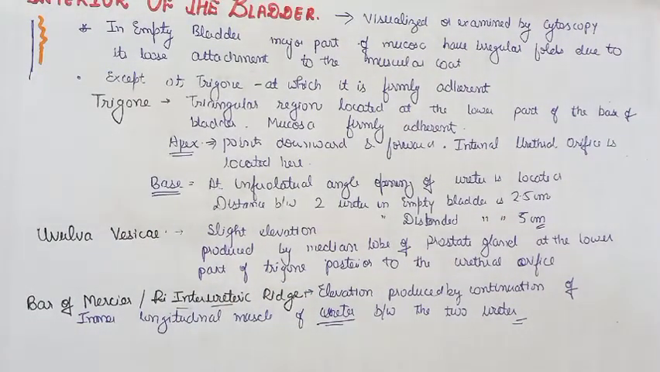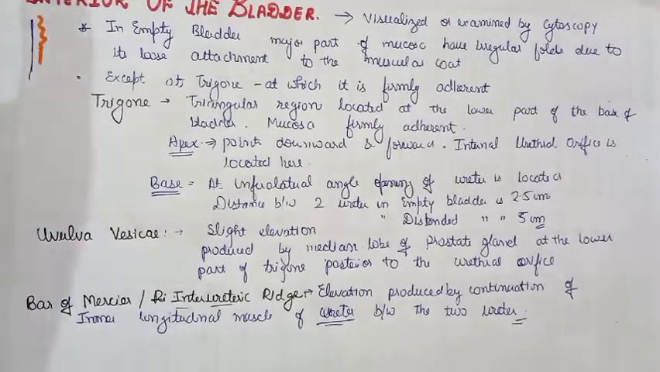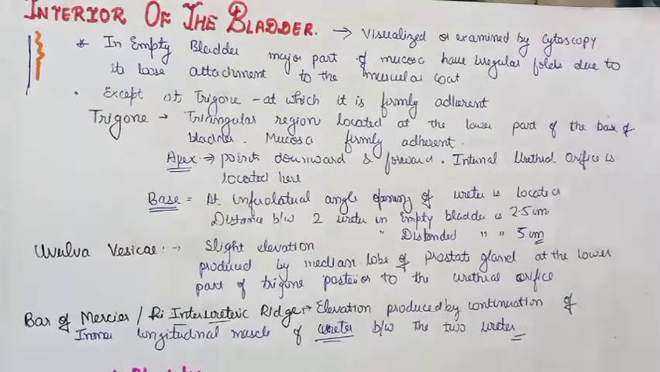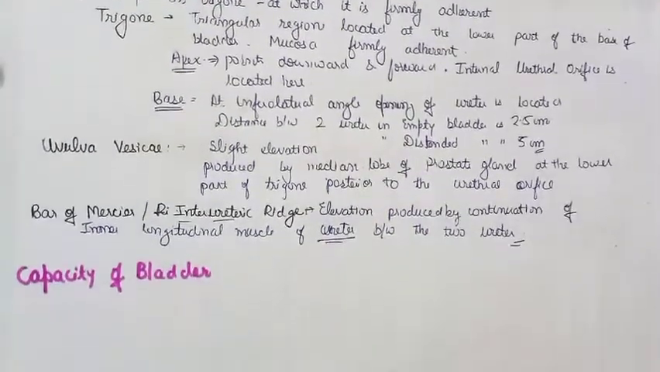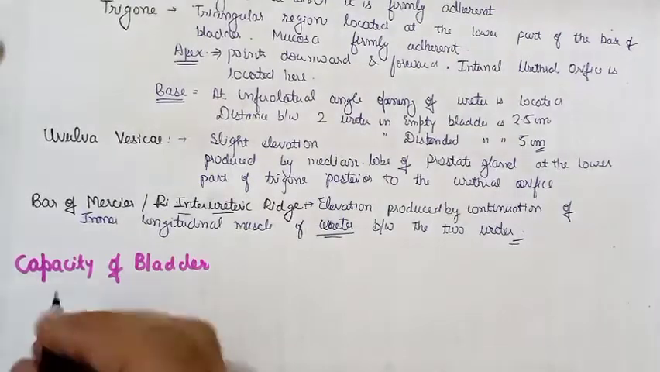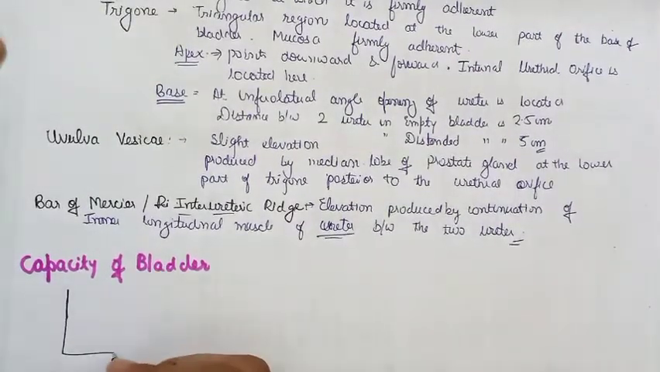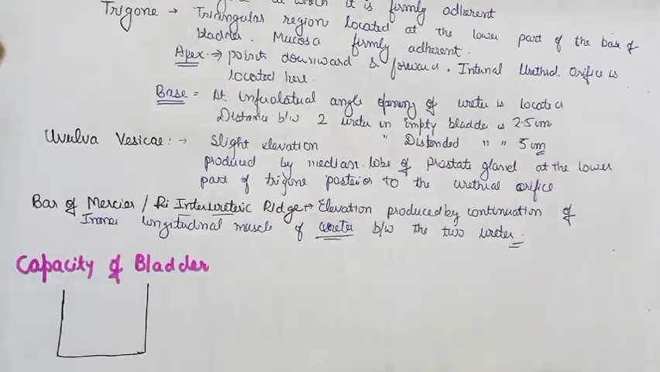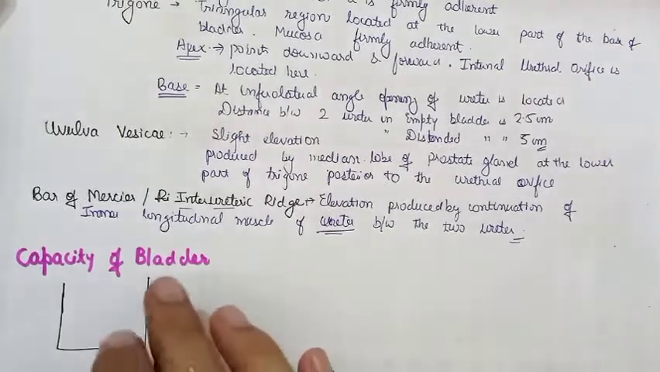Now let's discuss the capacity of the bladder. Be surprised by how immense the capacity of the bladder is despite its small size. The credit goes to the expansibility of the muscular cords. So let's discuss how much bladder capacity is actually present in humans. I am drawing a schematic diagram of a bladder.